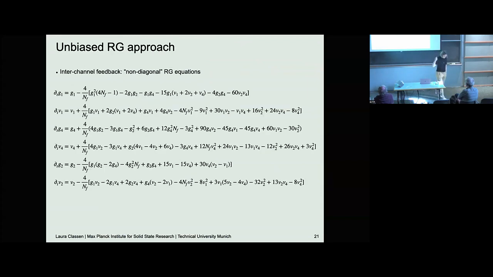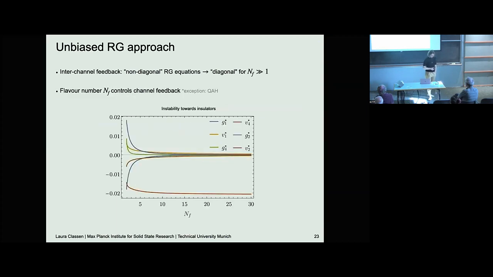I'm showing you the simpler case of these RG equations. You see that all of the couplings couple to all of the couplings. So these are non-diagonal. But if I now go to the large NF limit, only these encircled terms survive. And you see that these are diagonal now in the coupling. So in that way, I go back to the single channel mean field resummation. So NF kind of gives us a handle on the interchannel feedback, the importance of that interchannel feedback.